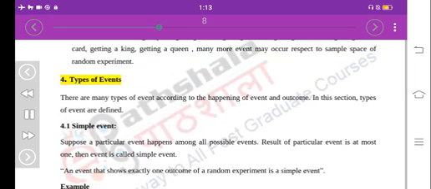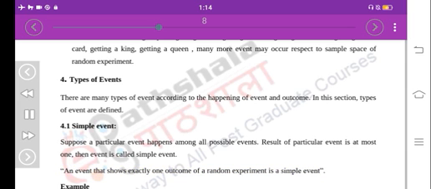4. Types of events. There are many types of event according to the happening of the event and outcome. In this section, types of event are defined. 4.1 Simple event. Suppose a particular event happens among all possible events. If the result of the particular event is at most 1, then the event is called a simple event. An event that shows exactly one outcome of a random experiment is a simple event.